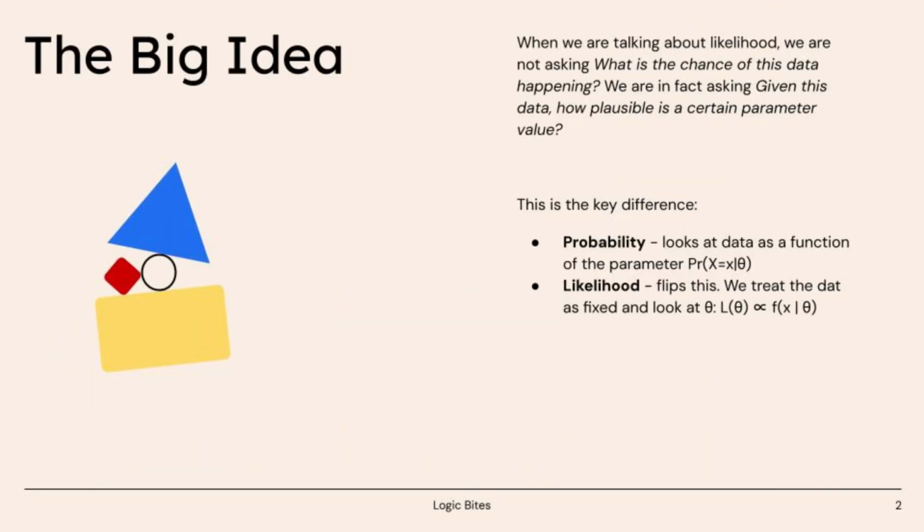When we talk about likelihood, we're not asking, what's the chance of this data happening? We're asking, given this data, how plausible is a certain parameter value? That's the key difference. Probability looks at data as a function of the parameter, P(X | θ), same X. The likelihood flips the script. We treat the data as fixed and look at θ: L(θ) = f(x | θ).